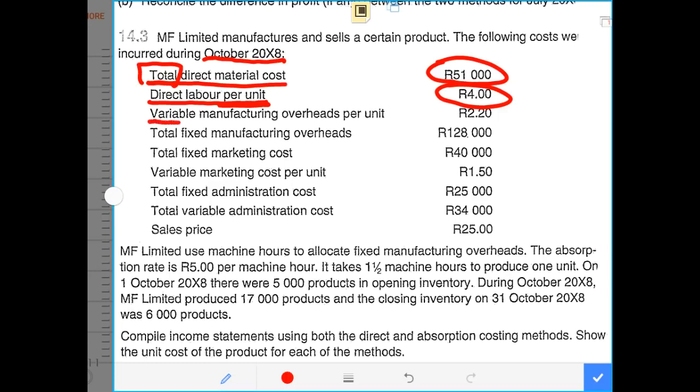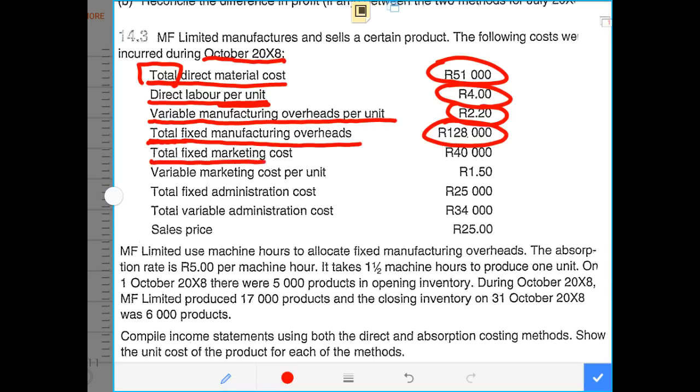We are also given variable manufacturing overhead cost per unit. This is also a variable cost of 2 rand 20 cents per unit, and variable cost per unit remains constant. Then we are also given the total fixed manufacturing overheads of 128,000 rands, and this is the total, the amount that is already in total. We are also given the total fixed manufacturing cost of 40,000 rands. Once again, the 40,000 rands is in total, it is not per unit.